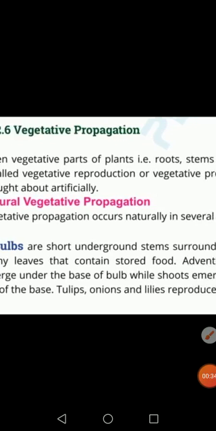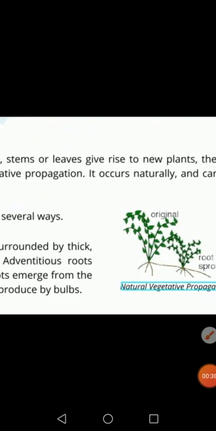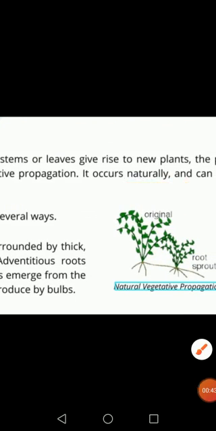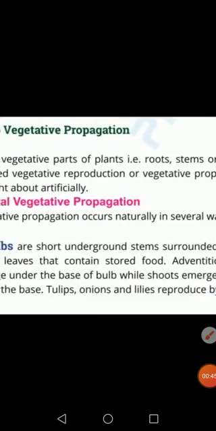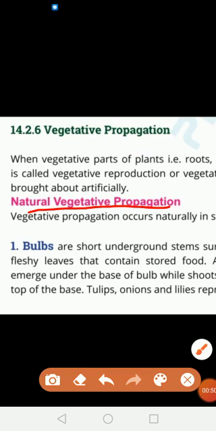plants. Now this vegetative propagation can be brought about by two methods: natural vegetative propagation or artificial vegetative propagation method. In natural vegetative propagation method, different parts of the plant naturally produce new plants, okay, and in artificial vegetative propagation different parts of the plants are used to grow new plants. Now today we will discuss natural vegetative propagation method.